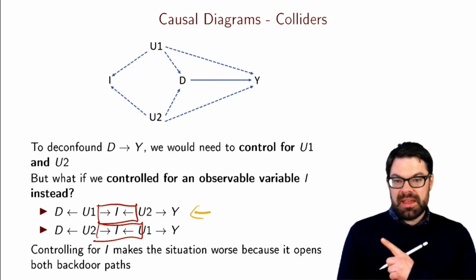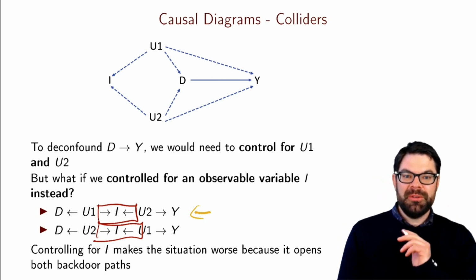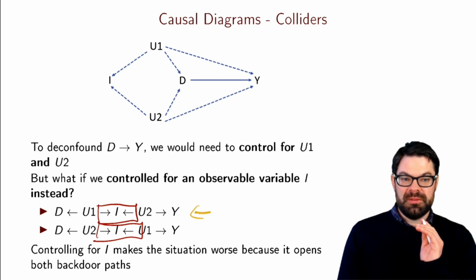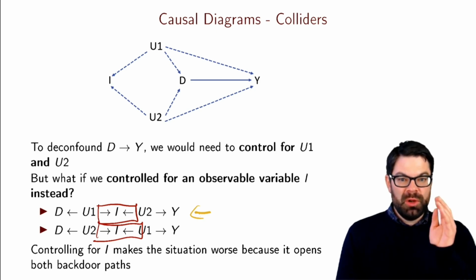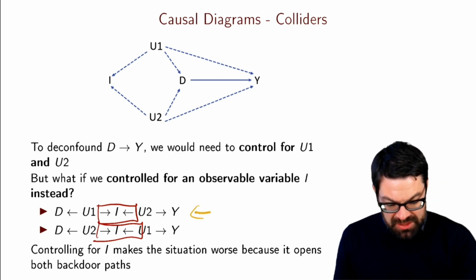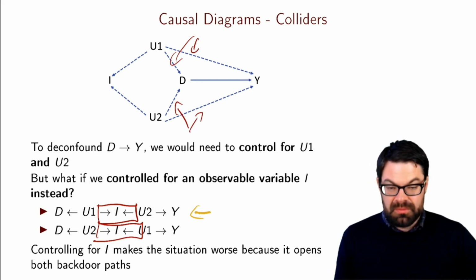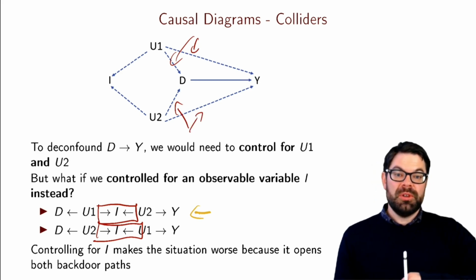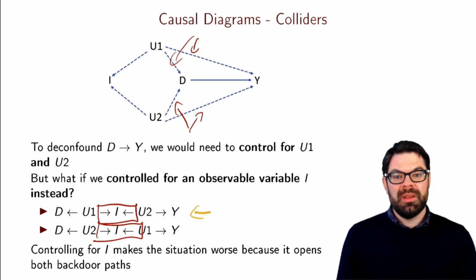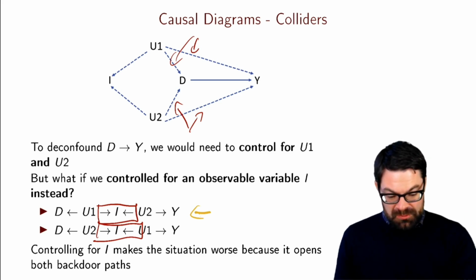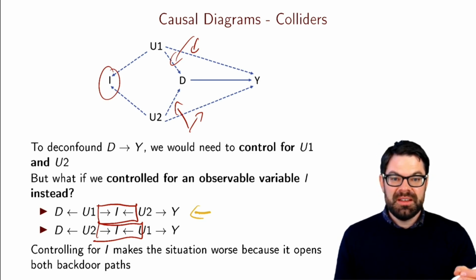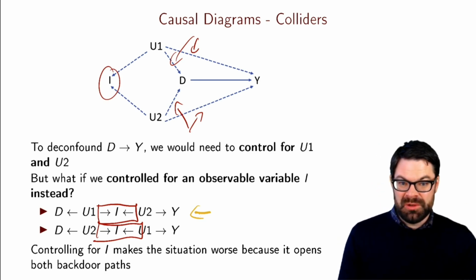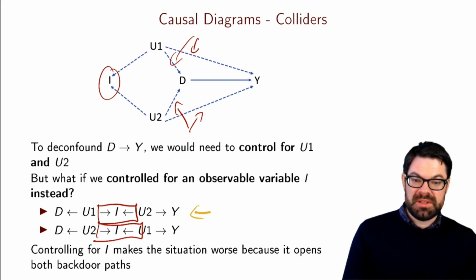I in this case does not help us deconfounding the relationship between D and Y. Right? What we would need is we would need to eliminate these two arrows here, and we would need to eliminate these two arrows here. How would we do that? By controlling for U1 and for U2. But controlling for I, we can clearly see, will not help us getting rid of these arrows, these confounding influences.